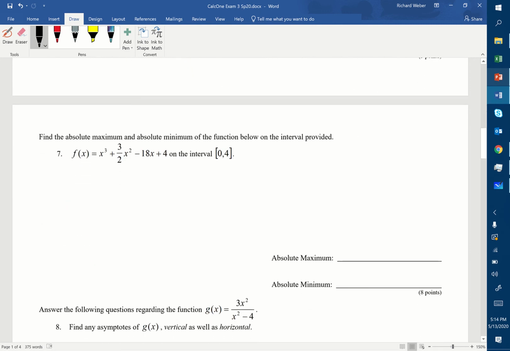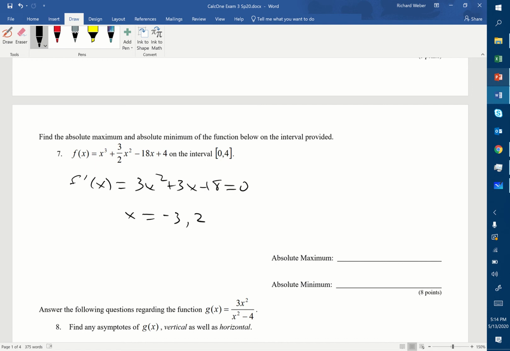We need to talk a little bit about number 7. When you take the derivative, you get 3x squared plus 3x minus 18. You set it equal to 0. What you end up with are two numbers after factoring, however you want to do it, and I'm fine. Oh, there they are. It's negative 3 and 2.